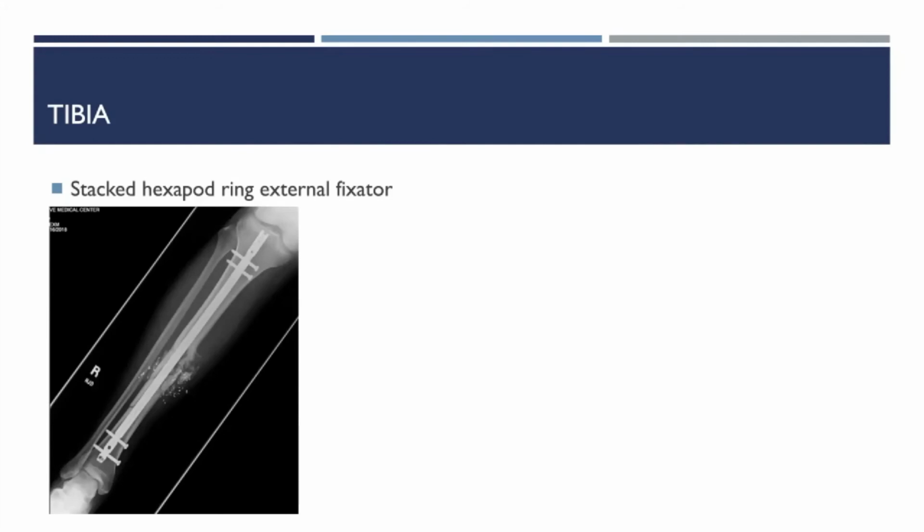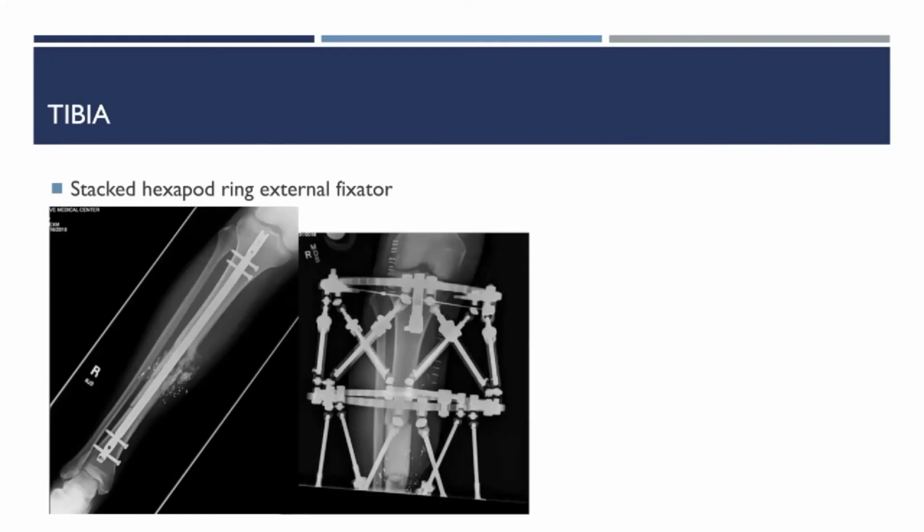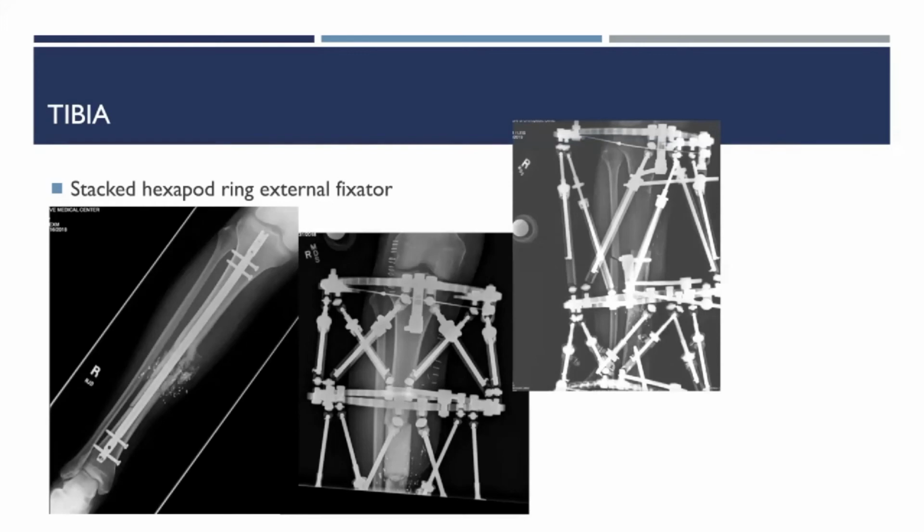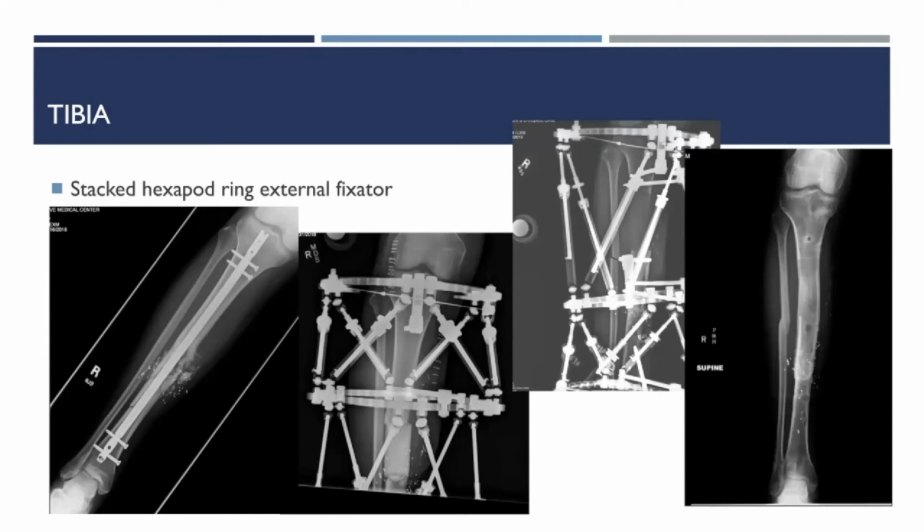Here's an infected tibial shaft with poor soft tissues and a retained intramedullary nail. Nail was removed, bone resected, soft tissues improved, stabilized in a stacked hexapod ring external fixator. Dead space was managed with a temporary antibiotic cement. Then bone transport, docking, bone graft at the docking site, fibular osteotomy. There's the healed end result.